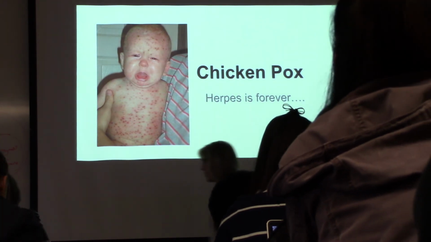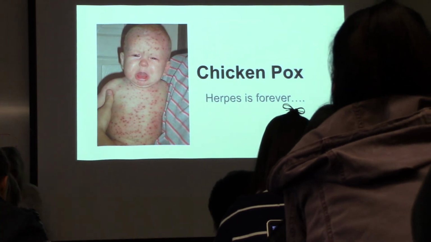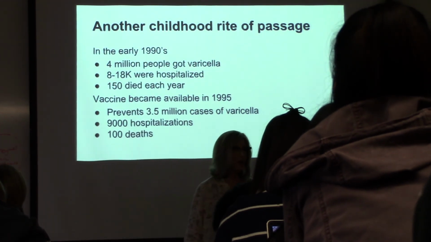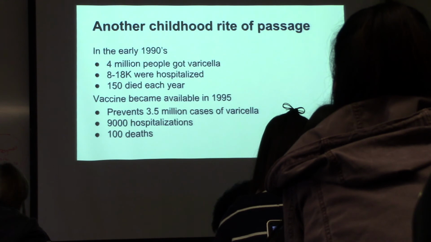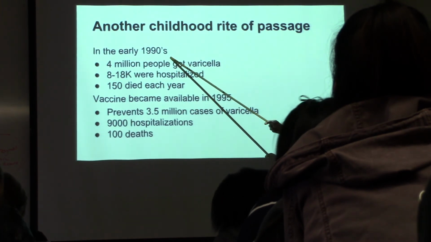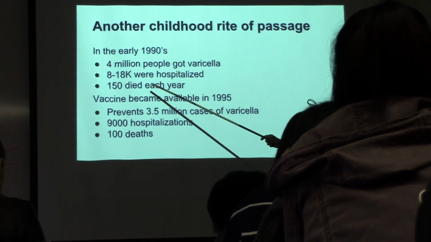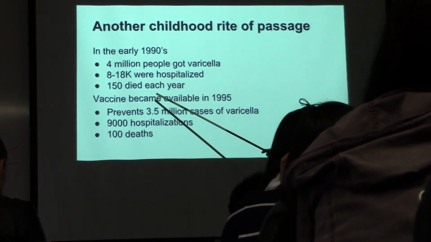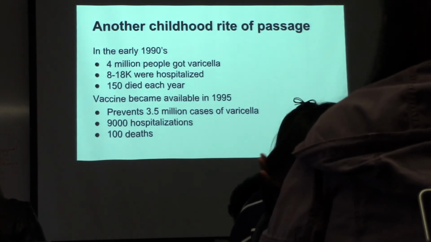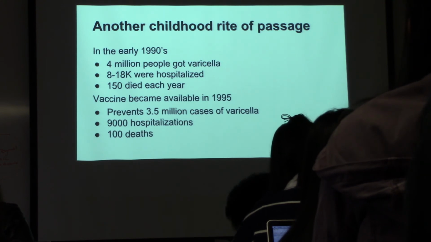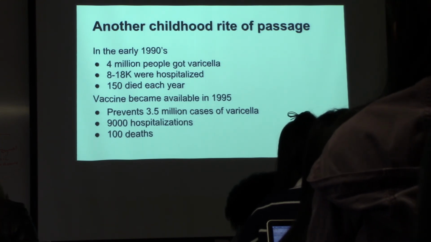Anyway, chickenpox is also a herpes virus. And again, this was like measles. It was a childhood rite of passage. Everybody got the chickenpox. So in the early 1990s, before the chickenpox vaccine came out, 4 million people got varicella chickenpox. 8 to 18,000 were hospitalized, and 150 died every year. So you don't think of people dying from the chickenpox. It's actually mostly pretty benign, but a fairly serious illness.